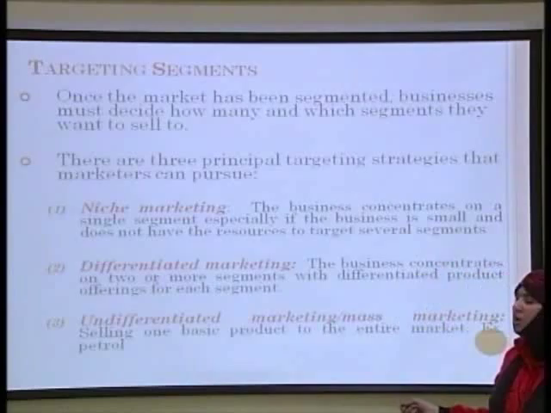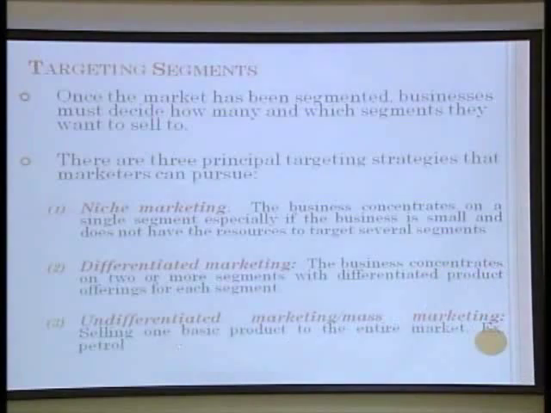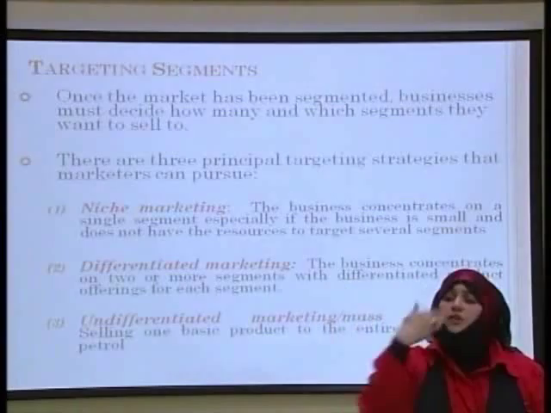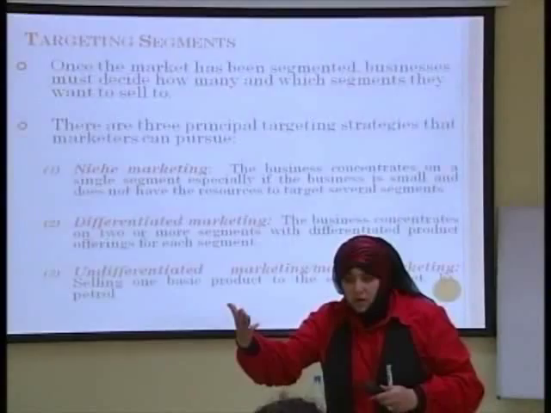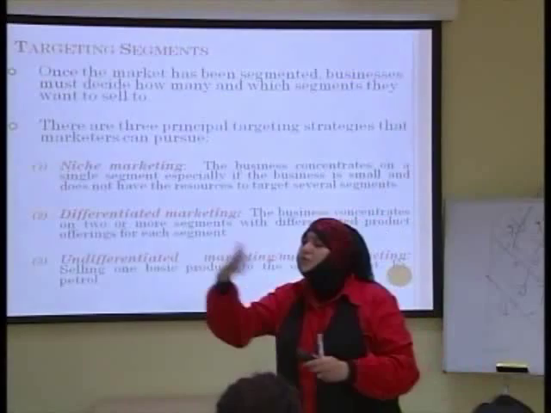The last one is undifferentiated marketing, or mass marketing. This is about selling one basic product to the entire market, for example petrol. This is what we started our discussion with, when we said that some products by nature are not differentiated, like petrol, soap, salt, sugar. All these types of products can match the needs and requirements of all customers.